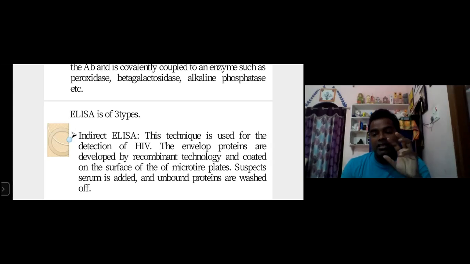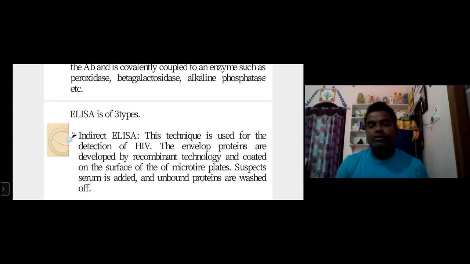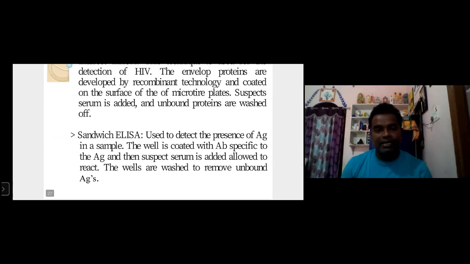Then the enzymes react with the dyes and give the colors. If the antigens are there, it gives the positive result. If they're not there, a negative result will come. For example, see, we'll explain later one by one. The sandwich model: here, what happened? It is used to detect the presence of antigen in a sample. The well is coated with antibody specific to the antigen, and then suspect serum is added in order to react. The wells are washed to remove unbound.